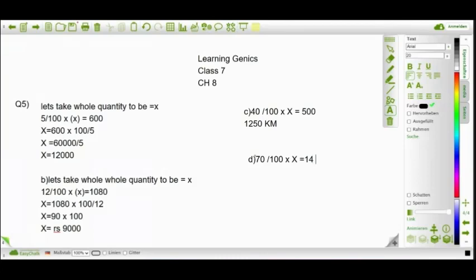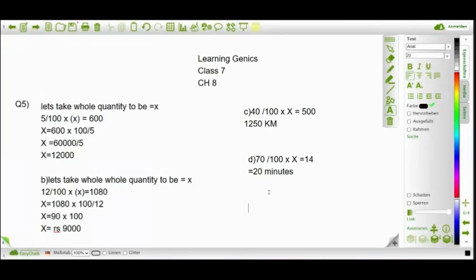I'm just going to read out the steps aloud so that you know and I also understand. Now we'll be transposing the 70/100 to the other side, so it'll be x equals to 14 into 100 upon 70. That'll be x equals to 14 into 10 upon 7. 7 into 2 is 14, and 10 into 2 is 20 minutes. Yes. So the answer is 20 minutes.